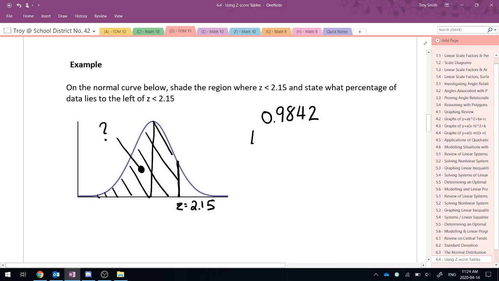All right, and as a percentage, we multiply that by 100. So it's going to be 98.42%. So we know that 98.42% of the data is going to be at the z-score of 2.15 or smaller. Okay, it's always or smaller. It's always to the left.